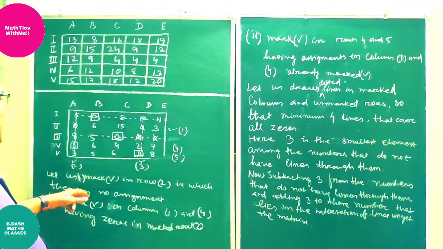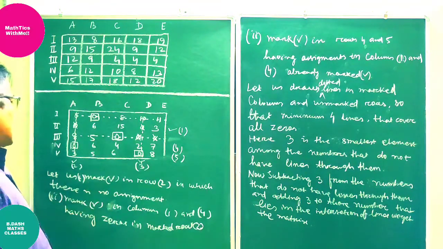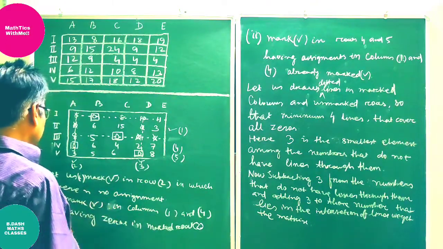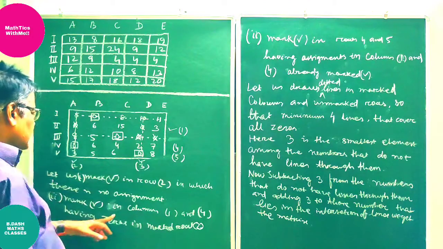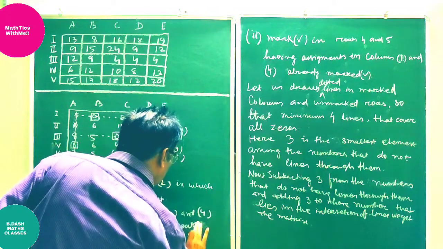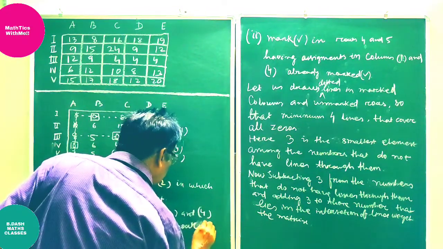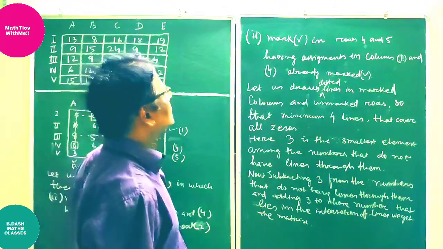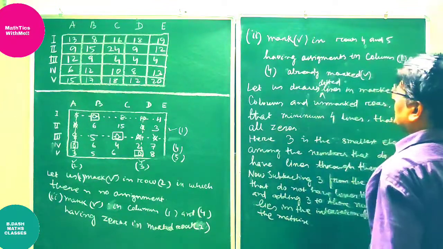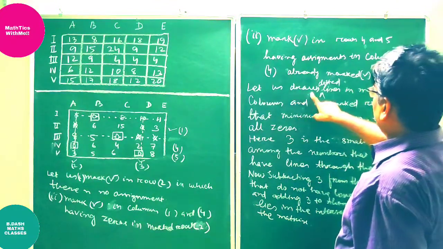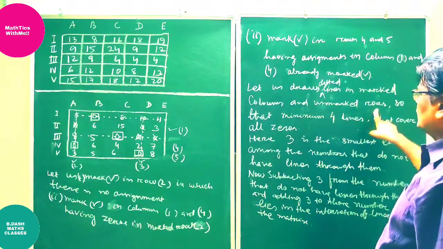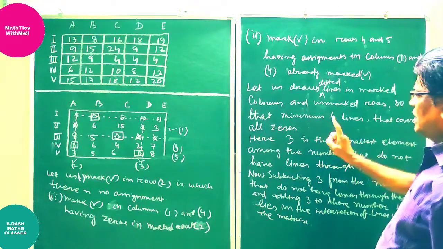So first of all, let us tick mark the row 2 in which there is no assignment. Now we are having tick mark in the columns 1 and 4 having zeros in the marked row 2. Now we are having tick mark in the row 4 having assignment in column 1 and 4 already marked. Now let us draw the dotted lines in the marked columns and unmarked rows so that the minimum 4 lines cover all zeros.